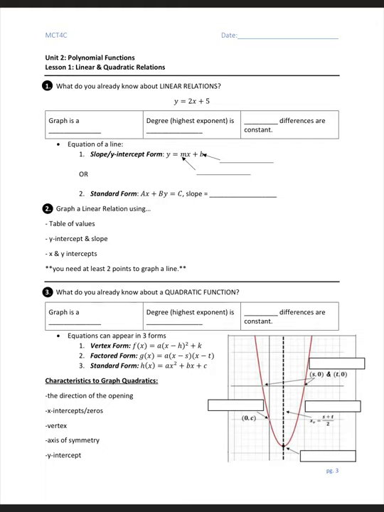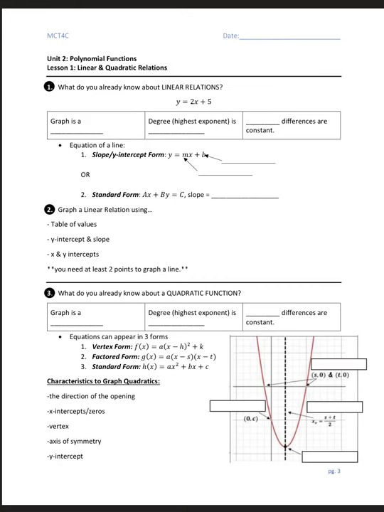So let's start with linear relations. So what do we already know about linear relations? The equation of a line, y equals 2x plus 5. So what do we know about this equation? Well, the graph of this equation is a line. What is the degree of this relation, a linear relation, meaning what is the highest exponent on x? So if we look, the highest exponent we have there is just a 1.